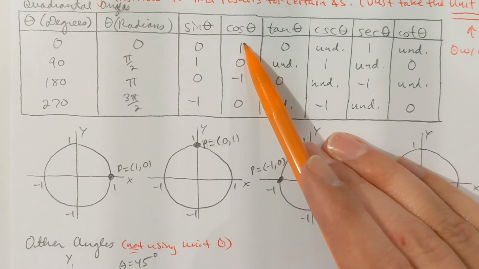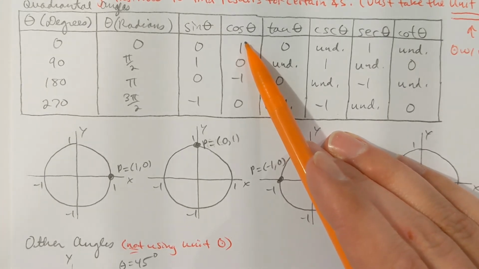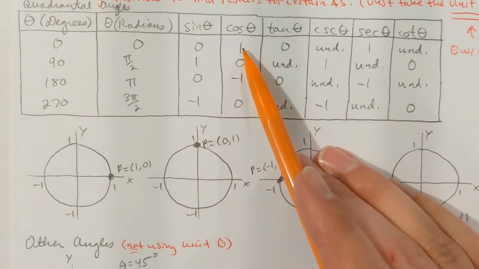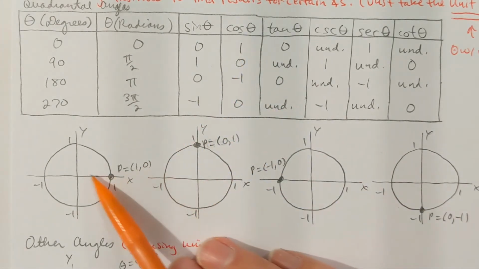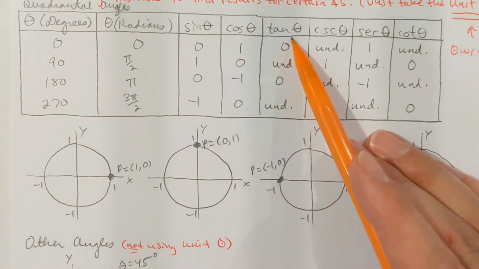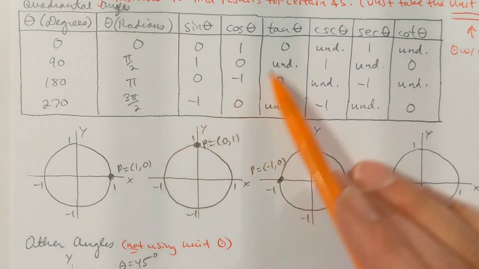Cosine of 0, cosine of an angle is defined to be adjacent over hypotenuse. And so the adjacent side here, well, that's also the same as x over r. X is 1, r is also 1. 1 over 1 is 1. Tangent of 0, tangent of an angle, is defined to be y over x. Y is 0, x is 1, 0 over 1 is 0.